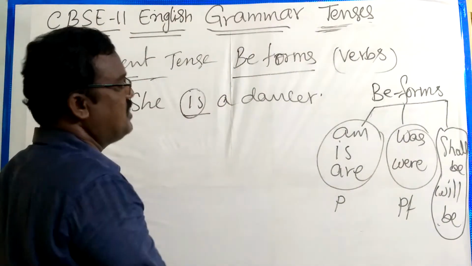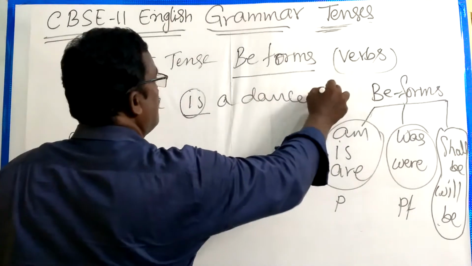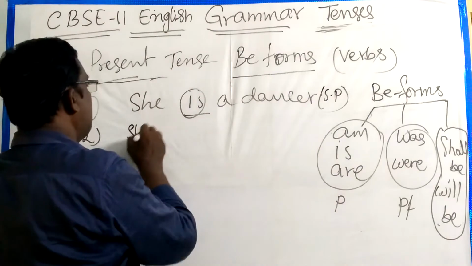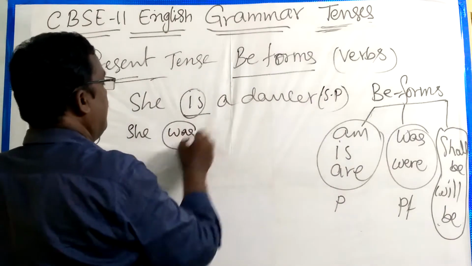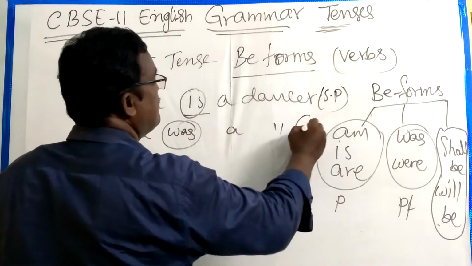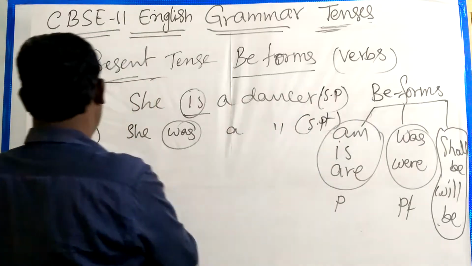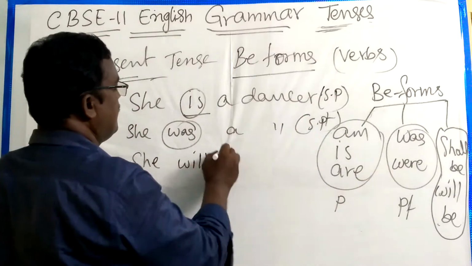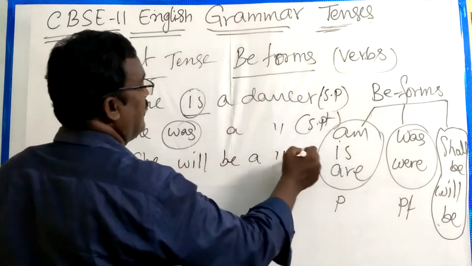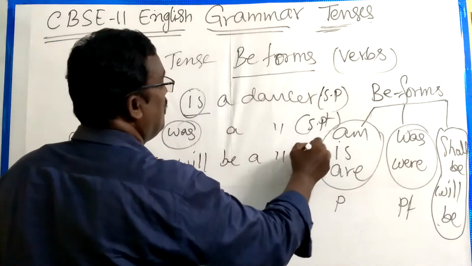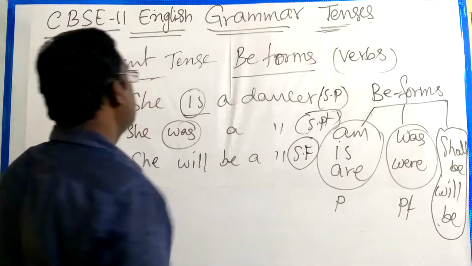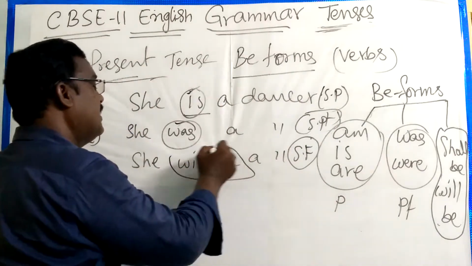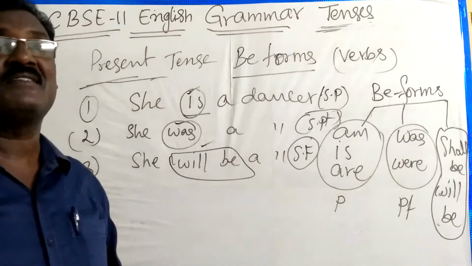By seeing this one, we have to say this is a simple present tense. Now here, she was a dancer. This is simple past. She will be a dancer. This is simple future. My dear students, by seeing the verb form, we can identify the tense of the sentence.